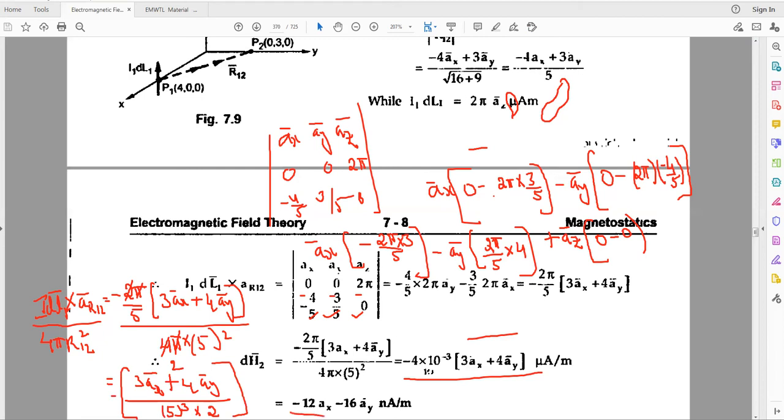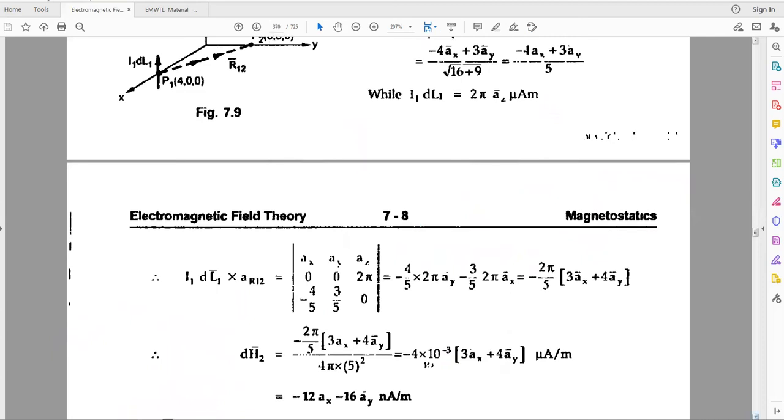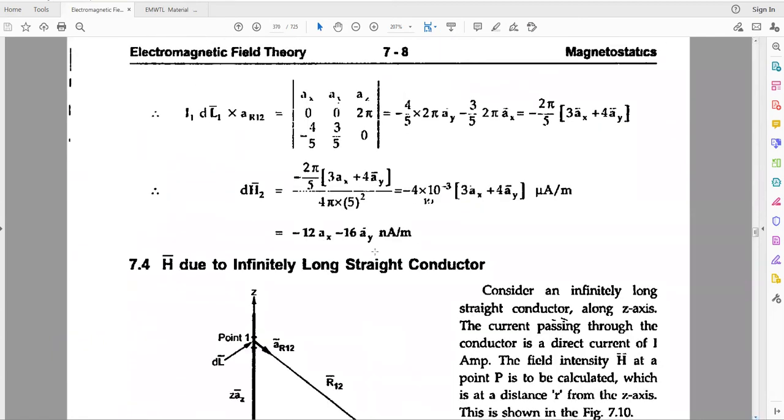DH2 bar is a minus 12AX bar and minus 16AY bar, nano ampere per meter. Why is it a nano? 10 power minus 3 is multiplied with the 10 power minus 6, we'll get a nano, 10 power minus 9. So 4 3s are 12 and 4 4s are 16. Got it, my dear students? And coming to the next one, next example.